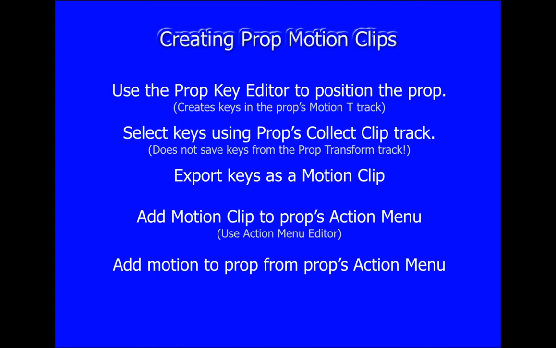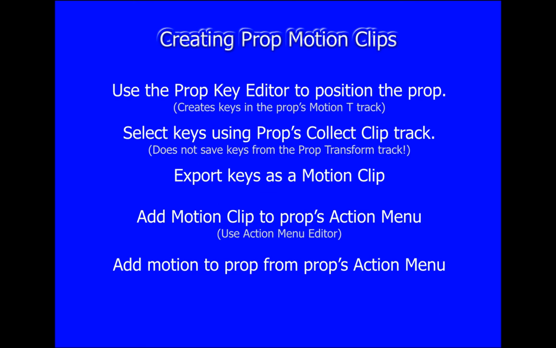So in summary, to create a prop motion key, make sure you use the prop key editor to position the prop. Don't position the prop without the prop key editor open, otherwise those keys will be created in the transform track rather than the motion track, which is where they need to be. You then select all the keys that you want to export into the clip using the props clip track. You right click and export the keys as a motion clip.